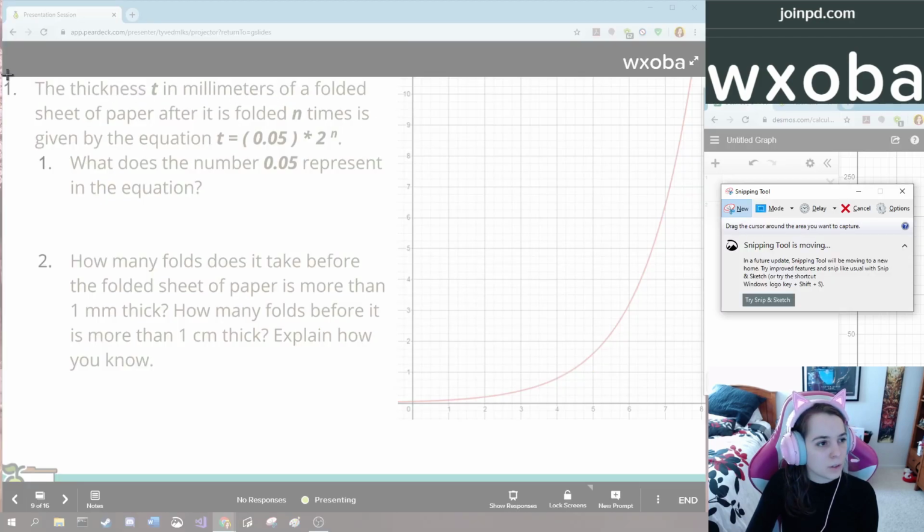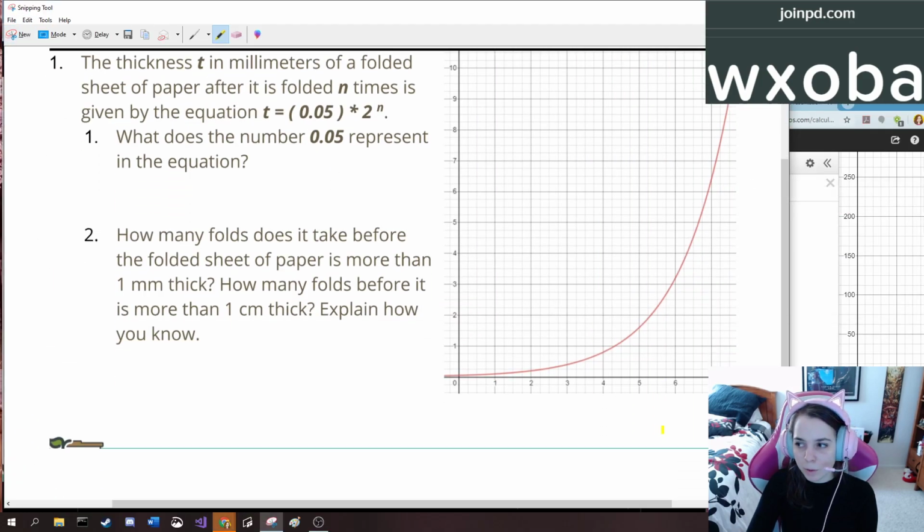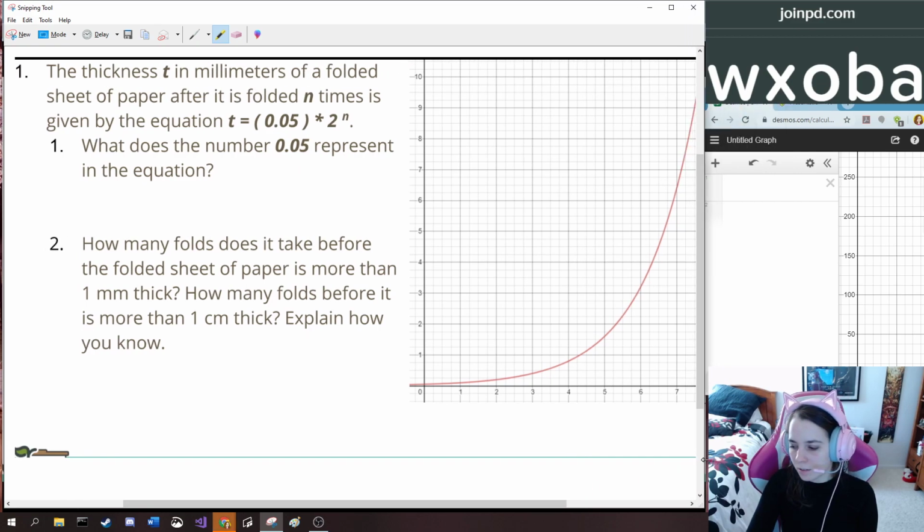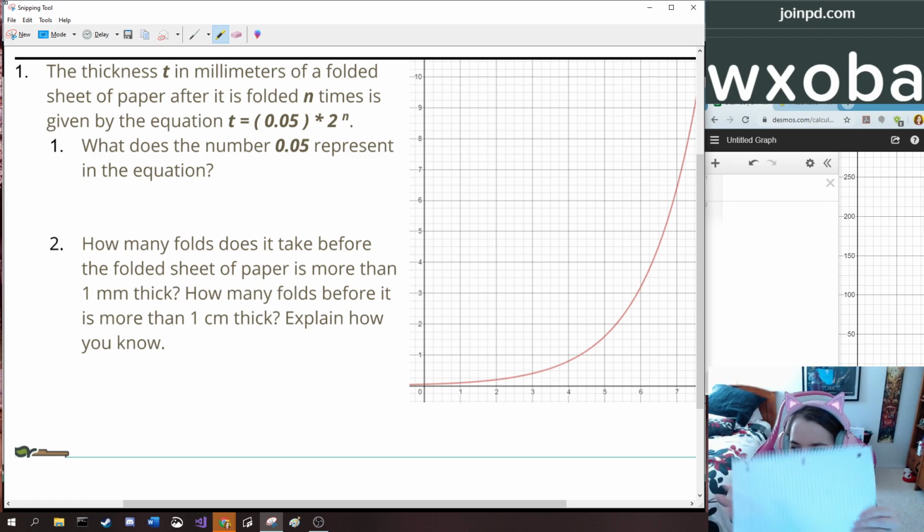Okay, so for this problem, a piece of paper is getting folded, and the thickness of the paper is going to increase with the number of folds. So the question is, what if we're folding a piece of paper and it's getting thicker as we fold it, what is that initial value supposed to represent? What is that 0.05?